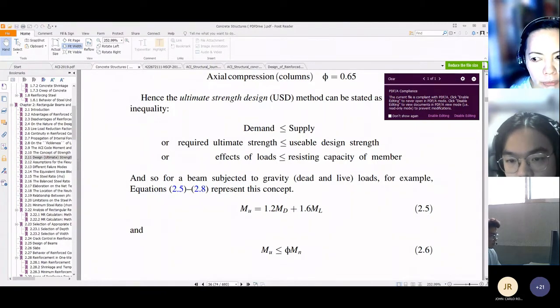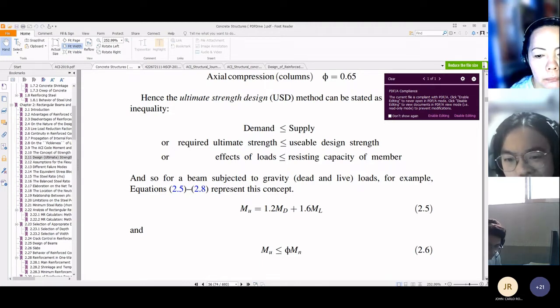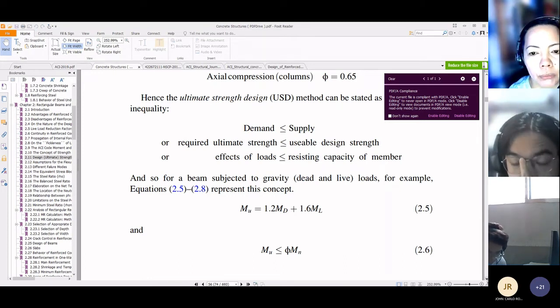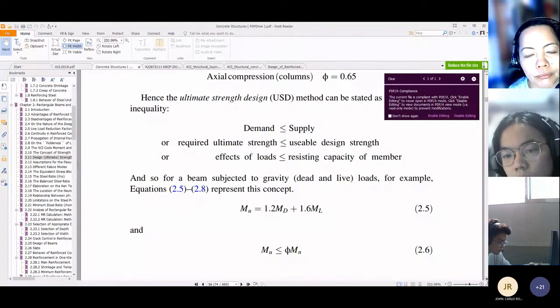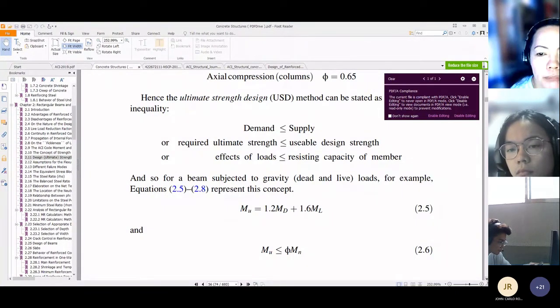So that's why we are using load factors and strength reduction factors. So meaning we are anticipating that the strength of the structure will be reduced or shall be variable. So that's the reason why for bending we are using 0.9. So we are only utilizing 90% of the strength of the structure instead of 100%. Or the effects of the load should be less than or equal to the resisting capacity of the member.